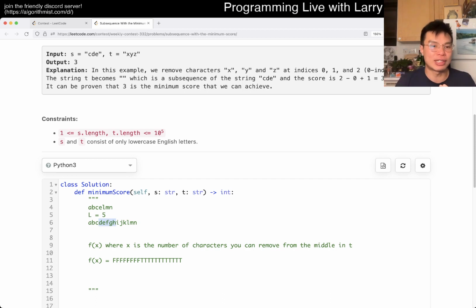Well, in that case, what's the complexity? Well, you could calculate the subsequence match in linear time, and of course there's going to be roughly speaking O of n of these pieces that you can remove. So in a naive way, this function is going to be n squared, right?